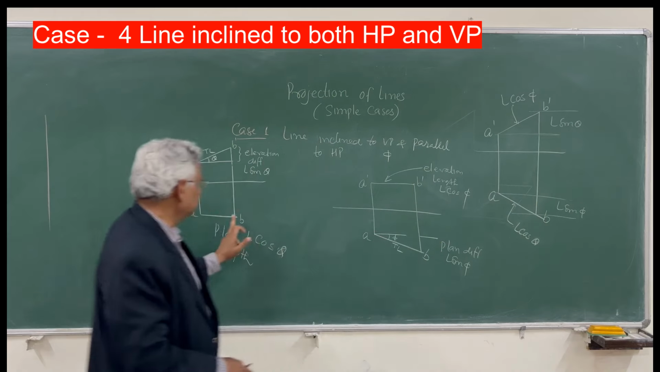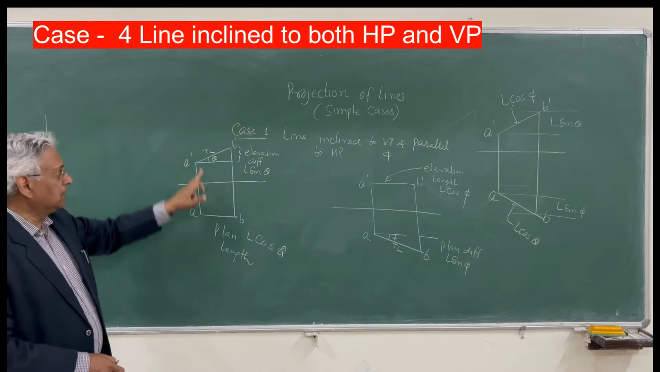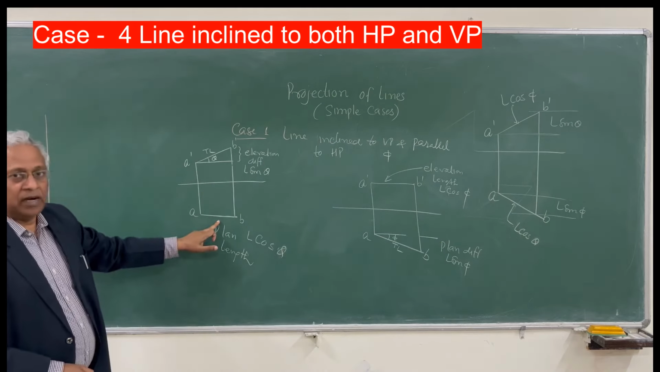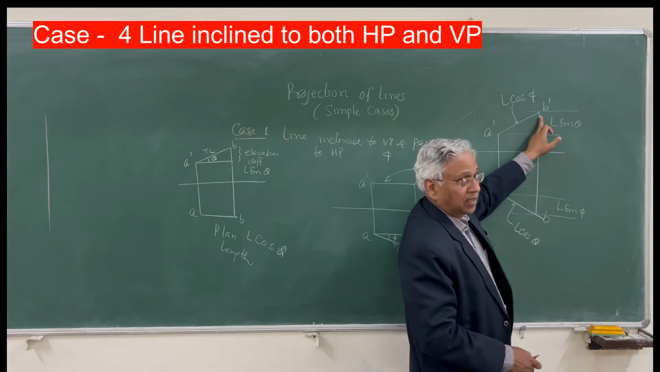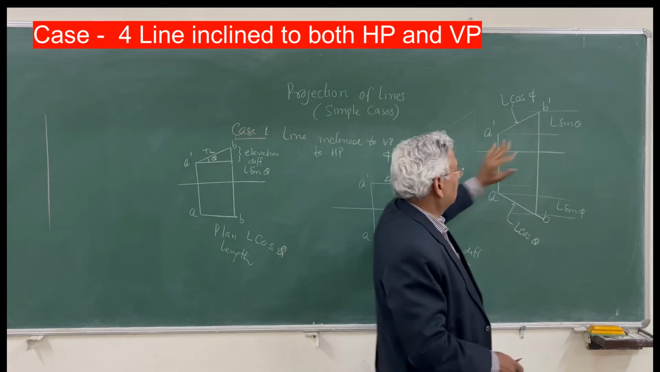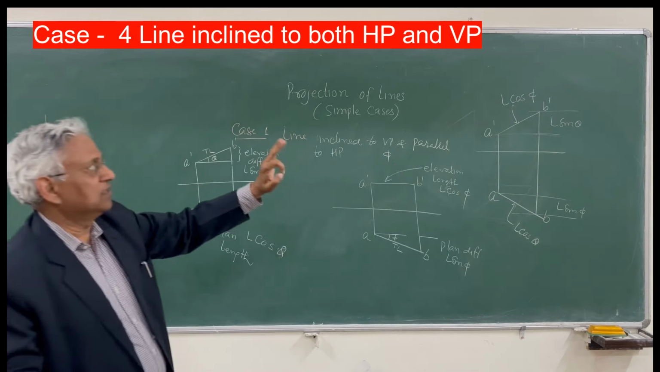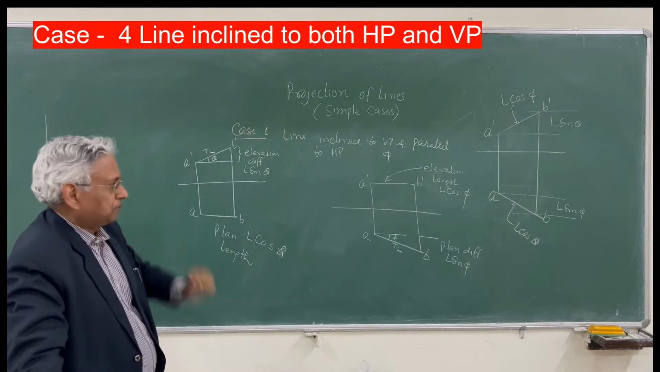This line is not true length, because plan is not parallel to ground line. Here in this case, true length can be measured only when the plan is parallel to ground line. And this is not true length because elevation is also inclined. Elevation is also not parallel to ground line. So this is the line which is inclined to both the planes.